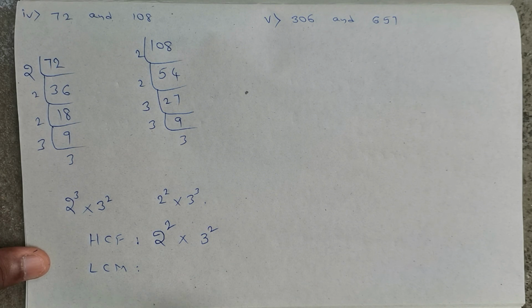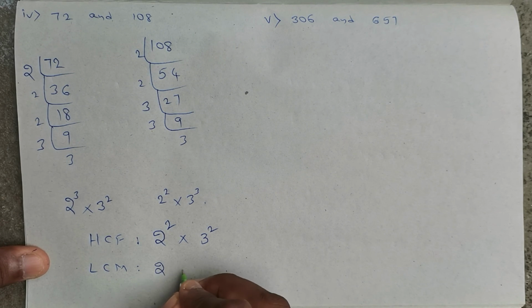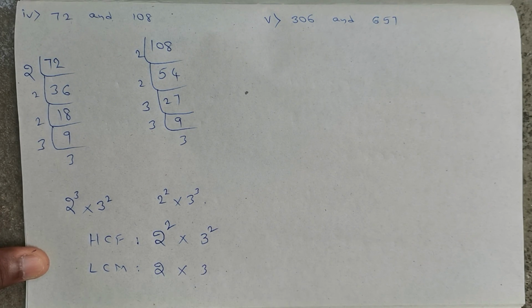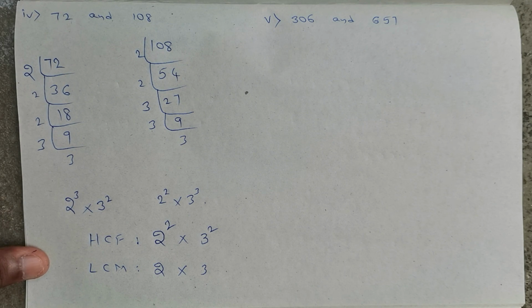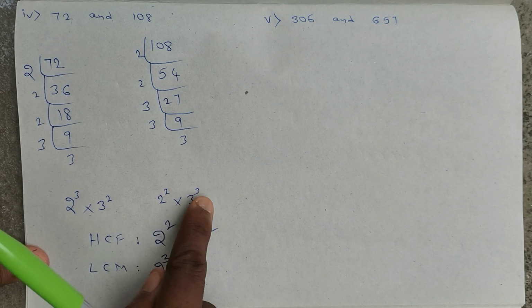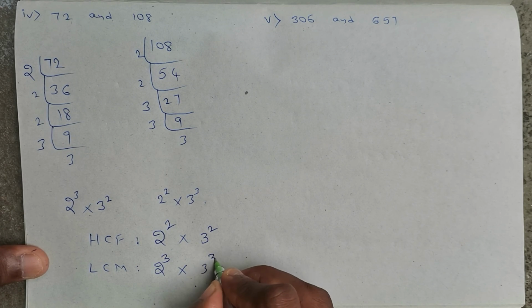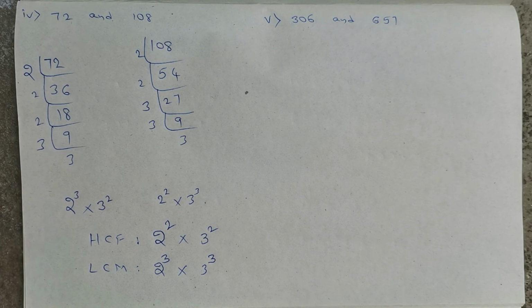Now LCM. First take the common. 2 is common as well as 3 is common, and besides 2 and 3 extra other numbers are not there at all. If any extra number is there, write that number also. Now move to the powers. Here 2 power 3, here 2 power 2. For LCM always the biggest power. So 2 power 3. Here 3 power 2, here 3 power 3. So the biggest is 3 power 3. LCM is 2 cube into 3 cube.